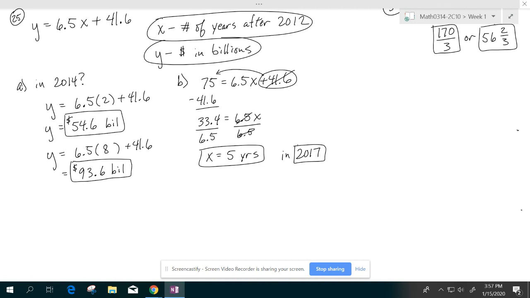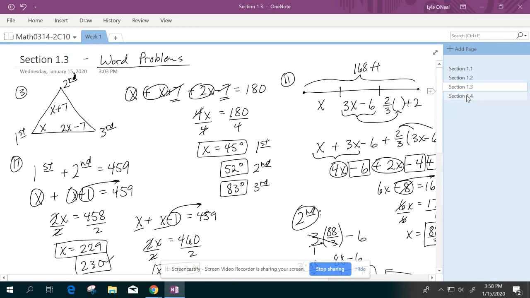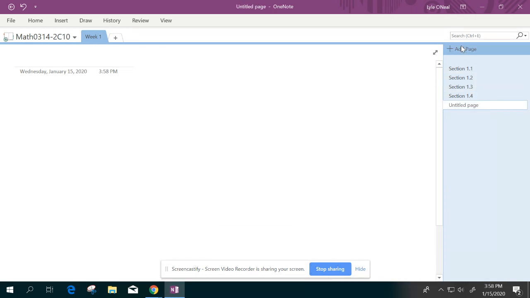And if y'all don't have any more questions, that is it for section 1.3. Questions before I move on? Okay, here we go. 1.4. What did I just do? Oh, I did add a page. Delete.